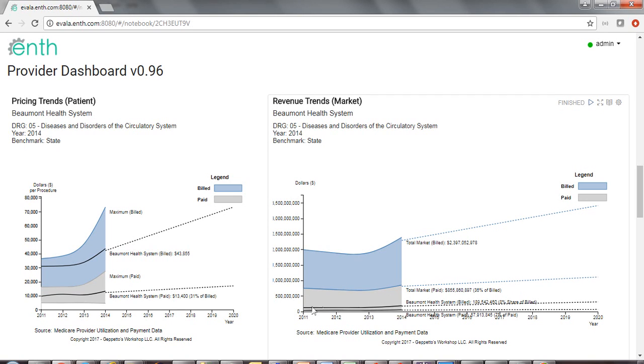Again, the gray is the paid range, so we can see what Medicare is actually paying. And similarly, what they're paying dipped a little bit into 2013 and then had about a 10% increase into 2014. So the actual market size is around $855 million, again, for diseases and disorders of the circulatory system, basically having to do with the heart. Enth has provided some estimates, and we're projecting the market size in 2020 to be about $1 billion paid in 2020.